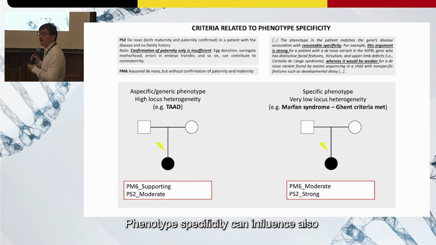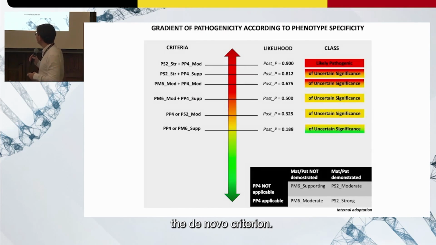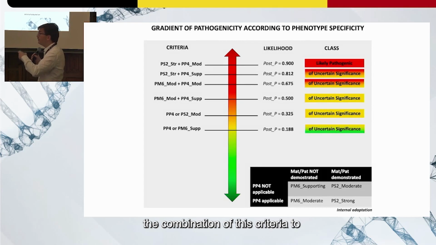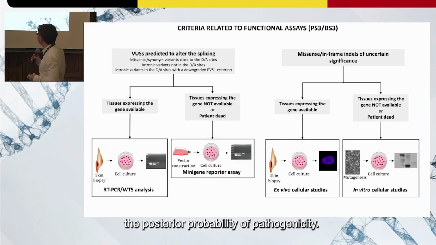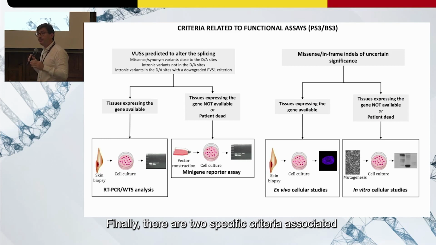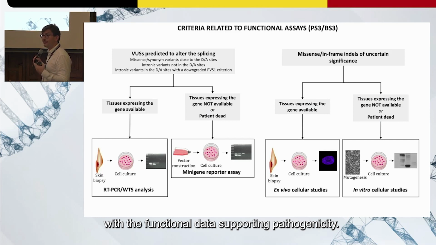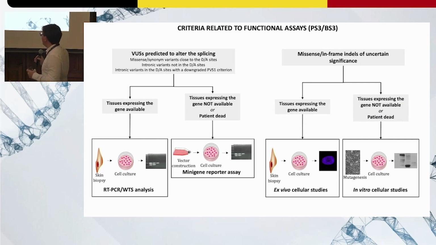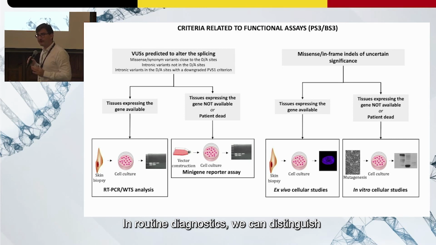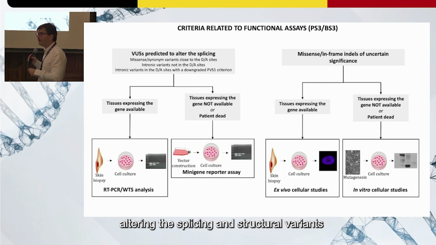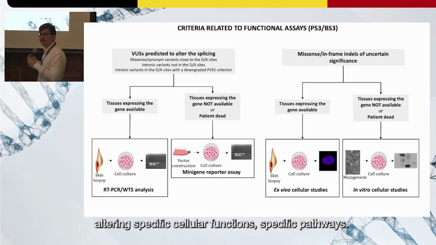Phenotype specificity can influence also the de novo criterion. This is the different impact of the combination of these criteria on the posterior probability of pathogenicity. Finally, there are 2 specific criteria associated with the functional data supporting pathogenicity. In routine diagnostics, we can distinguish 2 broad groups of variants: variants altering the splicing and structural variants altering specific cellular functions, specific pathways.